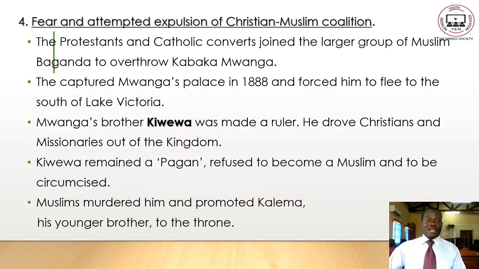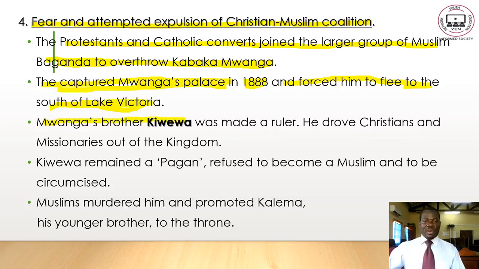Another justification of Mwanga for killing the Christians was the fear and attempted expansion of a Christian-Muslim coalition. So Protestant and Catholic converts joined a larger group of Muslims in Buganda to overthrow Kabaka Mwanga. The converts joined hands to say, oh no, this leader is not a good leader at all. He's unreligious. So they joined hands in order to overthrow him. They captured Mwanga's palace in 1888 and forced him to flee to the south of Lake Victoria, into exile.